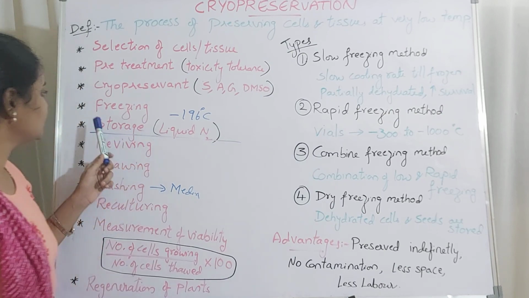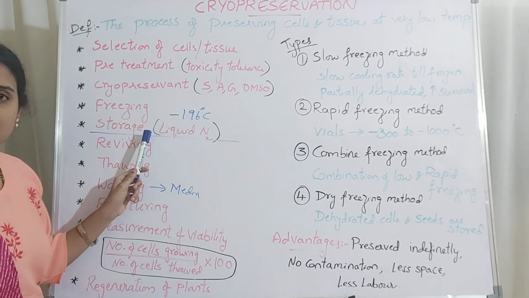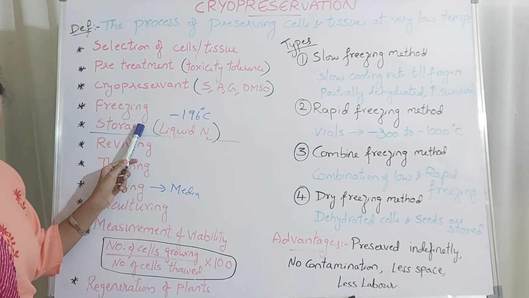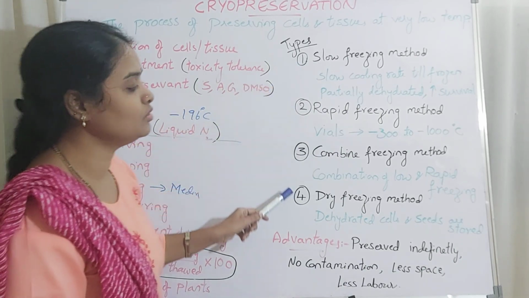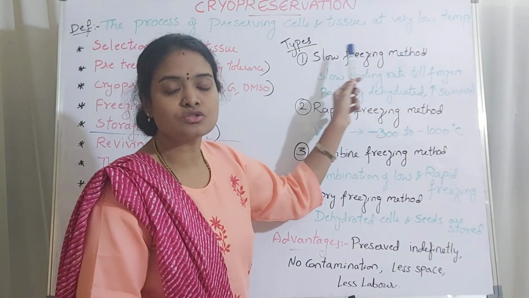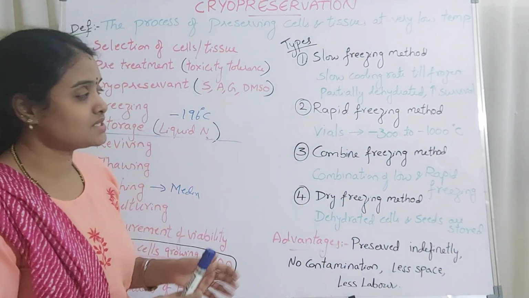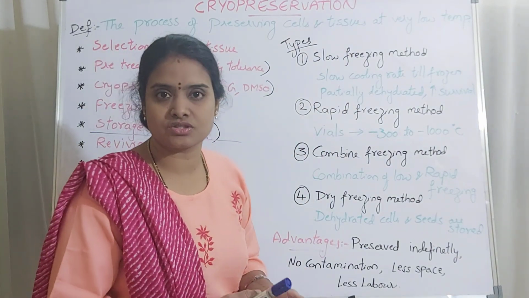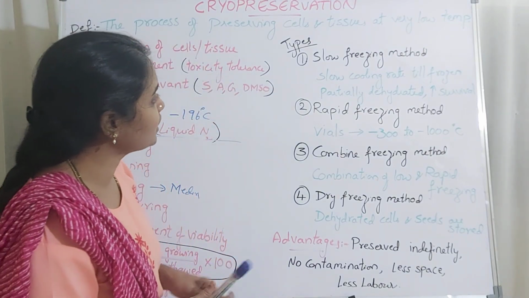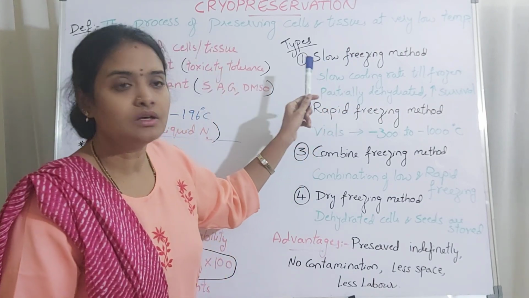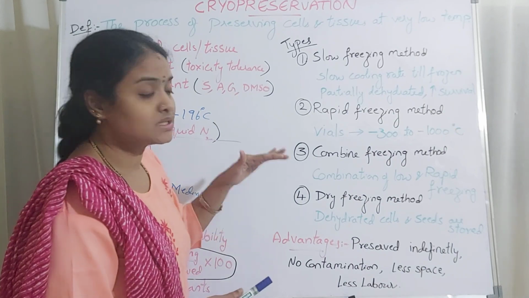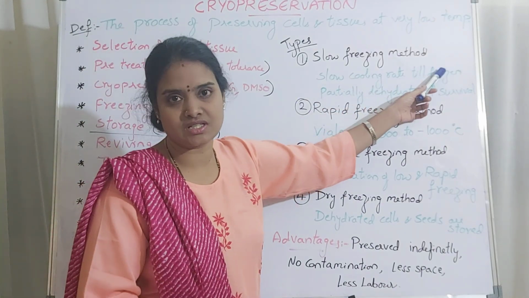Here I told they are stored in minus 196 degrees centigrade. So what are the different conditions in order to store them? Here it is classified into 4 types. First one is the slow freezing method. So why slow freezing method? Because the cells may die of freezing, freeze shock or cold shock. In order to avoid that, what you do? You gradually cool the cells, or you gradually decrease the temperature so that they enter into the frozen state.